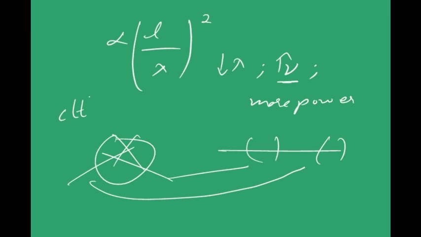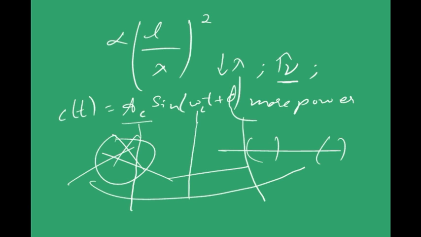If c(t), this is your wave, say, represented by Ac sin(omega c t plus phi), where omega c is the angular frequency, phi is the initial phase, and Ac is the amplitude. Now you can modulate any of these three: amplitude, angular frequency or phase, and each of these will give different types of modulation. This will give you amplitude modulation, this will give you frequency modulation, that is FM, and here you get PM, that is phase modulation. Out of these we are going to discuss AM, that is amplitude modulation.